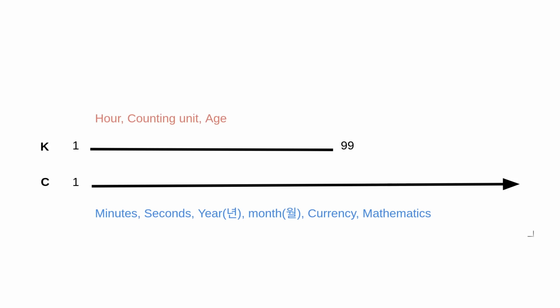And on the other hand, we use the Chinese system when we talk about minutes, seconds, year, months, currency, and mathematics. I'm sure I didn't cover everything in this chart, but here are the most important things for you to remember. In the next video, I'm gonna talk about time, so you're gonna see how the hour as a Korean number and minute as a Chinese number are being used.